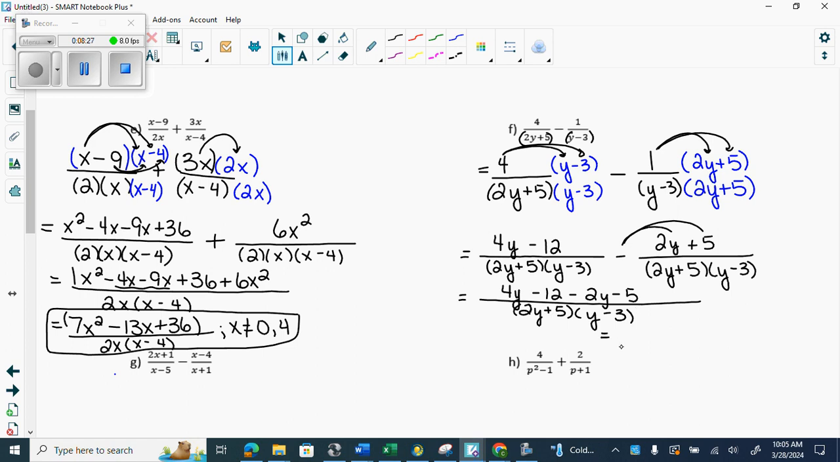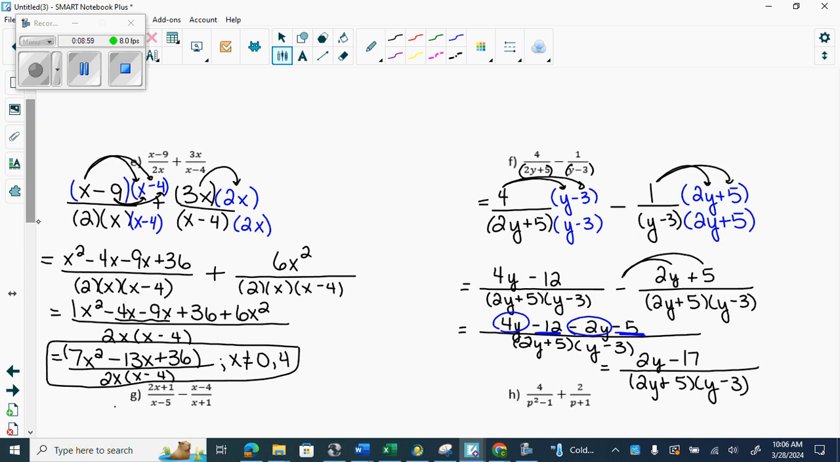Then I have to collect like terms, or like items. So I have 4 y's, subtract 2 y's, I'm left with 2y. Minus 12, minus 5 more is negative 17. Is there anything I can take out of 2y minus 17? 17 is a prime number, so there's nothing I can do. What do I still have to do? Non-permissible values, right?